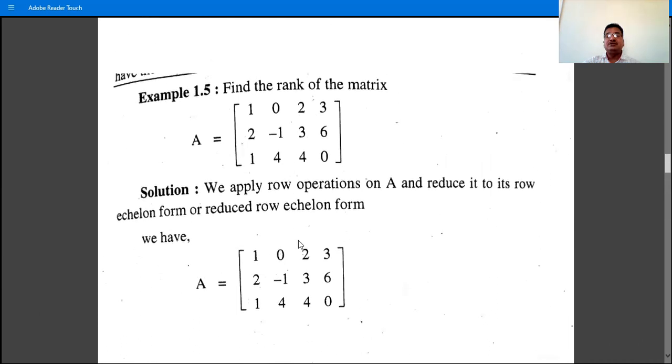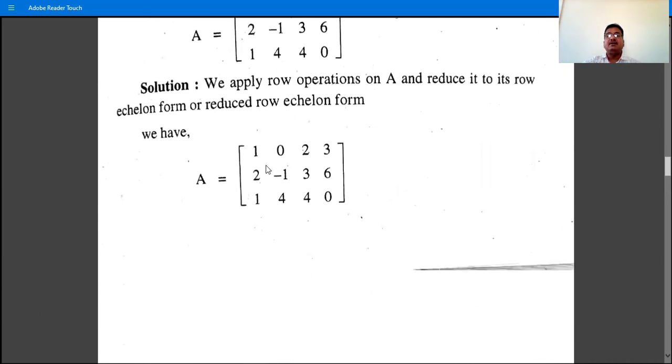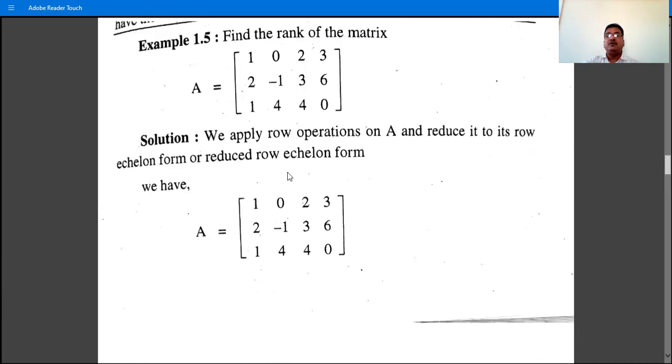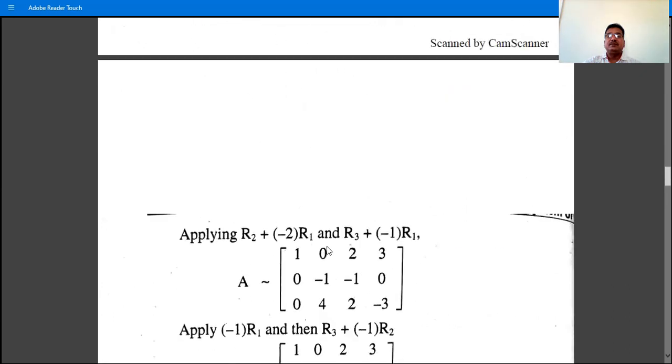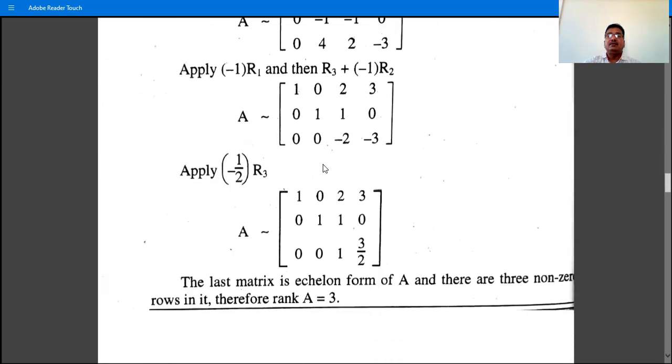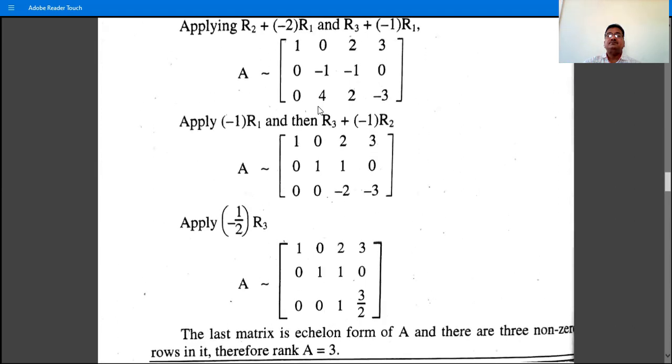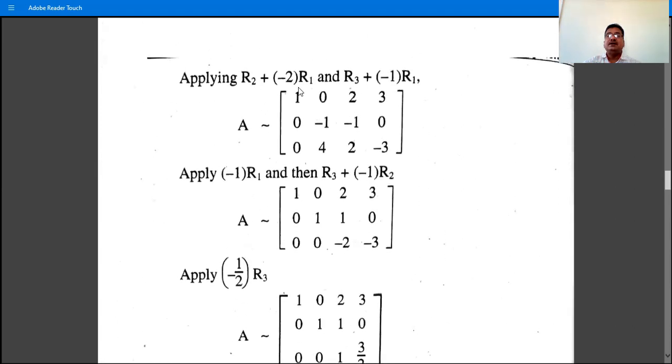That is, reduce this matrix to either its reduced row echelon form or row echelon form. So make this element 1, then reduce the element below to 0, then this place element 1, then below it element 0, then this element 1. So this is the procedure. Apply the procedure. These are the operations. That is, reduce this element to 1, then below it 0, then this element 1.